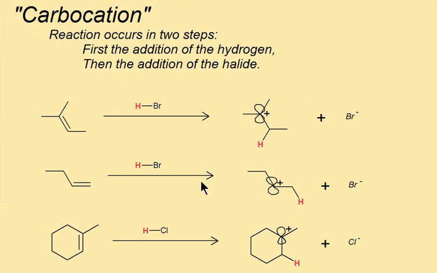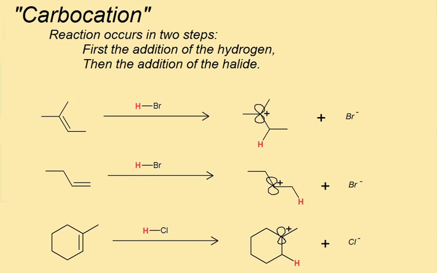Now the reaction itself is a 2-step reaction, and the first step produces the high energy carbocation, that pi bond opening up, grabbing the hydrogen first, adding to the side which is already richer in hydrogen, and so creating a carbocation which is more substituted. A tertiary carbocation in this case, a secondary carbocation in this case, and a tertiary carbocation in this last case.